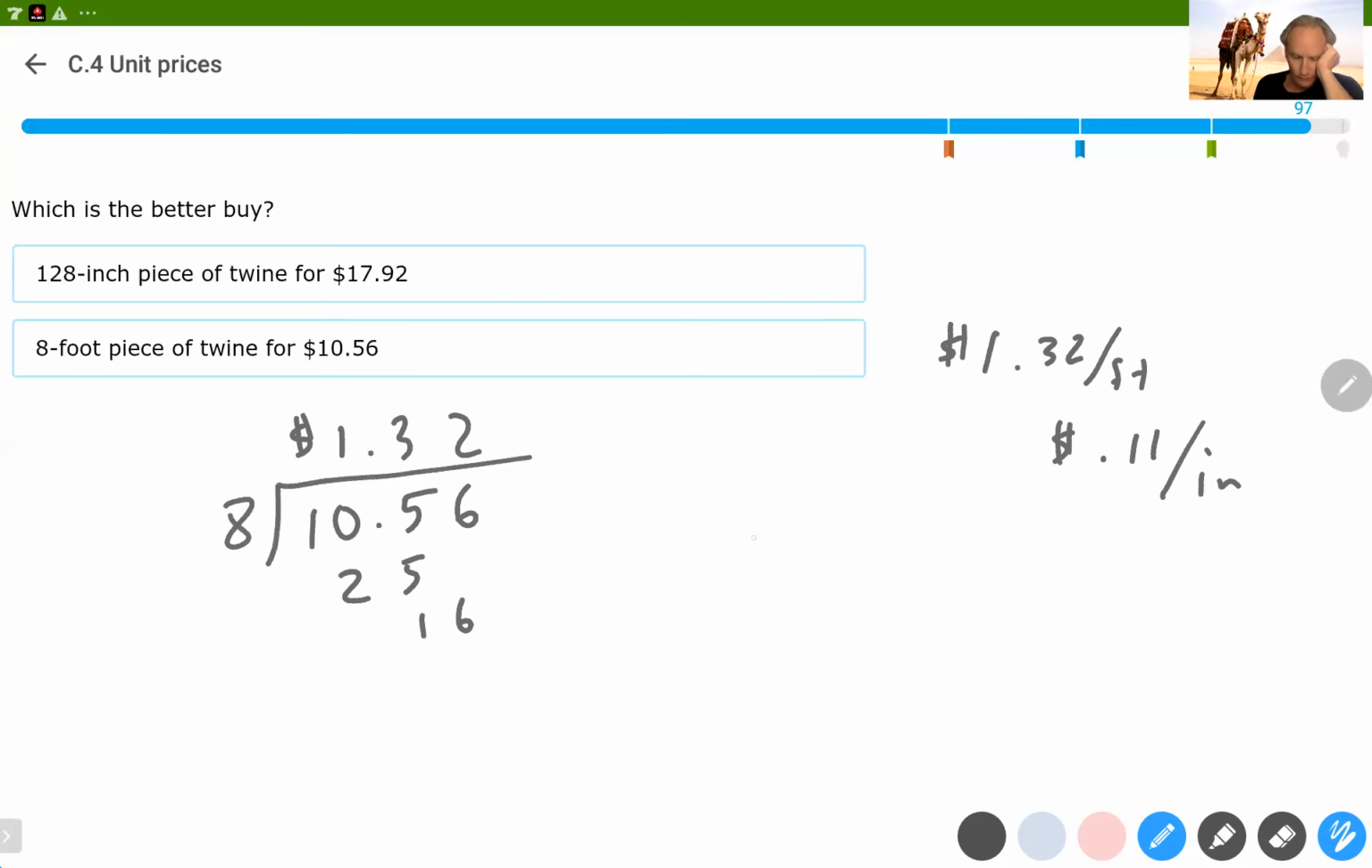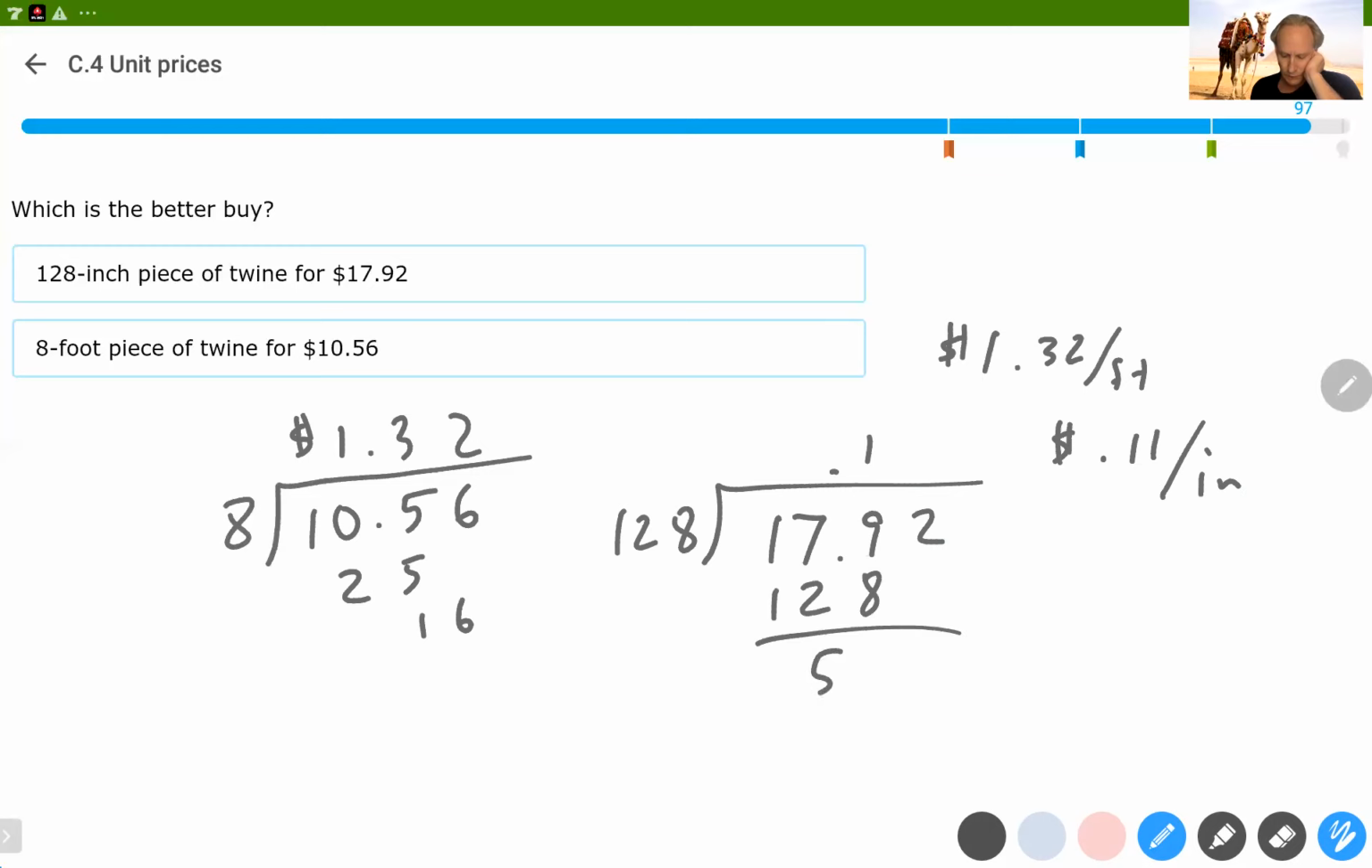Now for the top part, it would be nice to use a calculator on this. 1792 divided by 128 goes in 1 time. So far, so good. 128. And that is 12. And it just happens to go in evenly 4 times, doesn't it? Oh, I forgot to put my 1, didn't I? No, that's right. It's 0. So 14 cents per inch or 11 cents per inch. I like the 11 cents per inch better, which is this one.